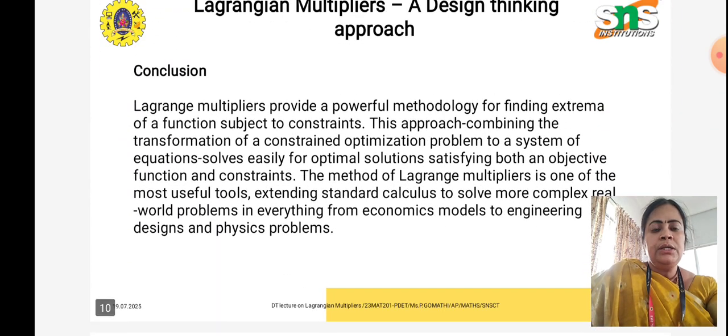So, in conclusion, Lagrangian multipliers provide a powerful methodology for finding extrema of a function which is subject to a constraint. This approach transforms a constrained optimization problem into a system of equations which easily yields the optimal solutions that satisfy both the objective function and the given constraint. This method is one of the most effective tools which extends standard calculus to solve more complex real-world problems in everything from economic models to engineering designs and physics problems.